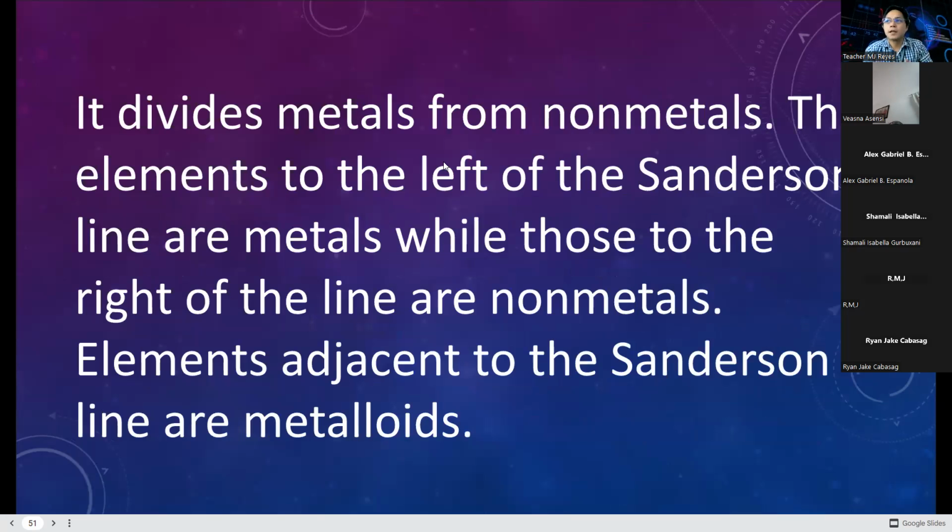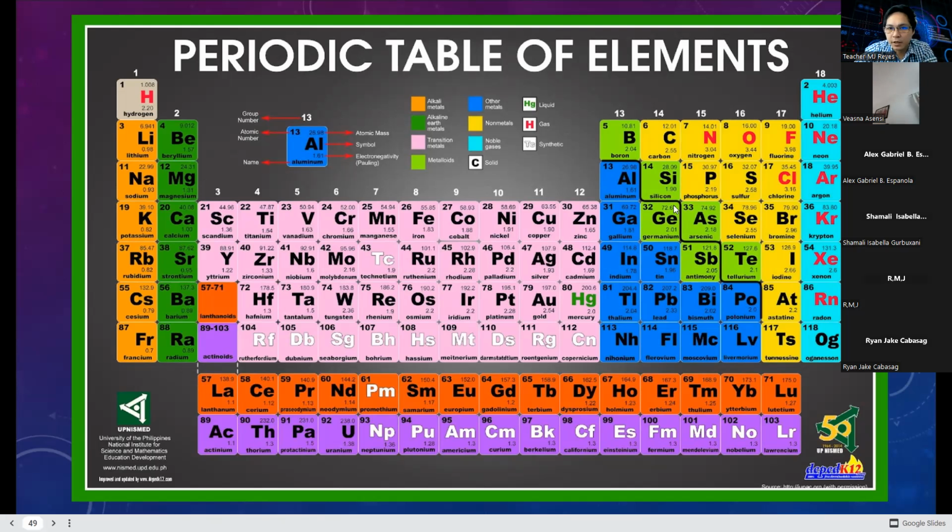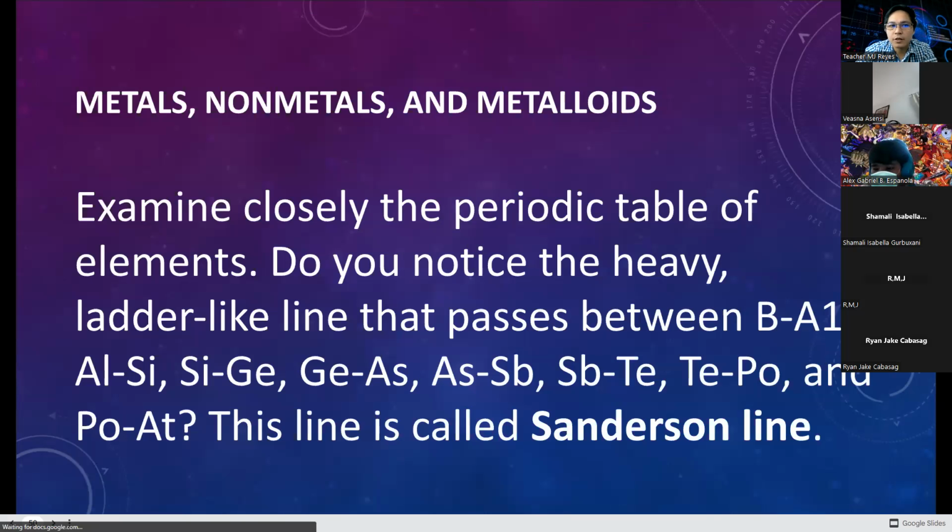So with metallic properties and non-metallic properties, the elements to the left of the Sanderson line are metals, while those to the right are non-metals or exhibit a non-metallic property. So here, in this area, this is considered as having a metallic property. And in the area here, it actually has a non-metallic property. Okay, it is not a metal. Are you still following?